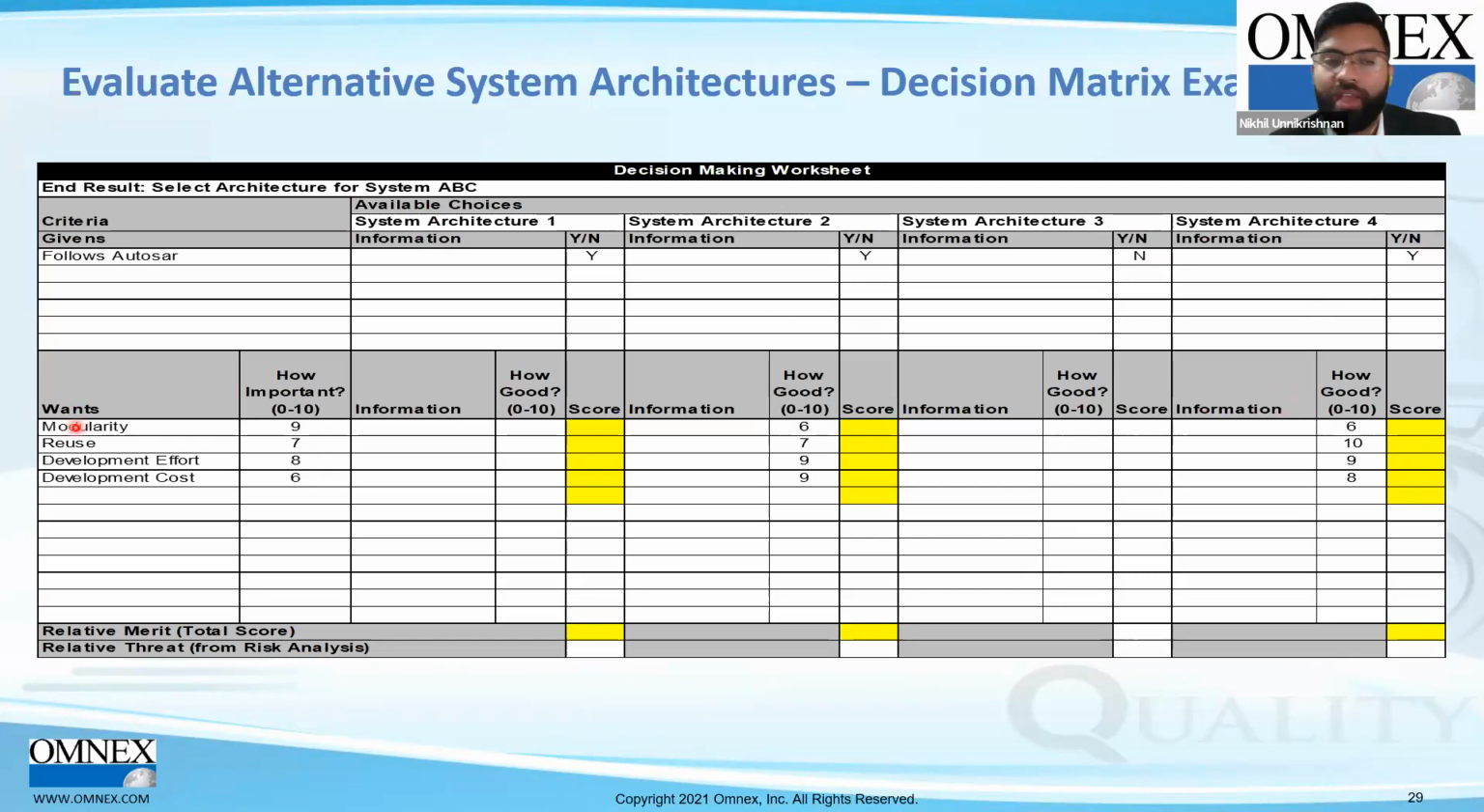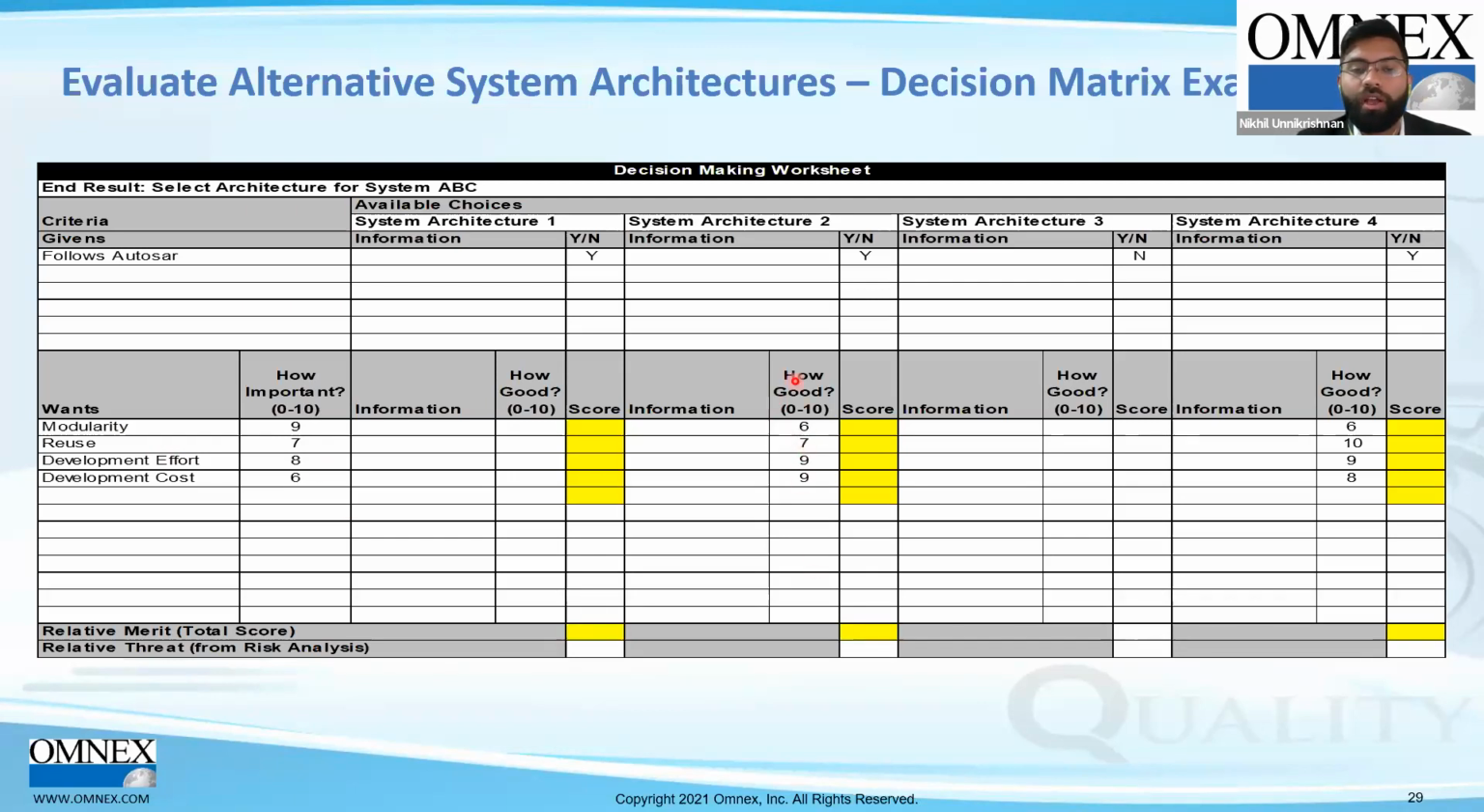So when you go to the next step, you're talking about your wants. So these are your nice to haves. So you have modularity, reuse, development effort, and development cost that you're considering. So now when you consider these factors, which you have listed as wants, and you're listing out how important this is to you, this is you giving your weightage against these points. So you're saying modularity is most important, giving it a rating of 9 out of 10, whereas development effort and cost are the second most important with a value of 8, and reuse is at number 7. So in this way, you can list your score against each one of them.